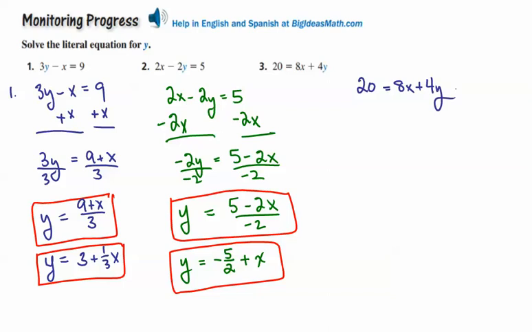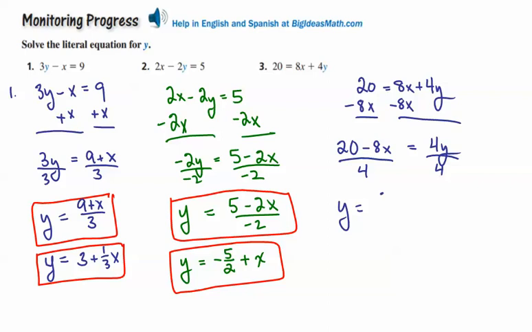Alright, so the final example on this page, 20 is equal to 8x plus 4y. Remember again that we're trying to isolate the y. So I'd begin with subtracting an 8x on both sides. I can't combine 20 and negative 8x, so I leave them as they are. And I get 4y on the right. I can divide both sides by 4. And so if I turn this around, y is equal to 20 minus 8x over 4.